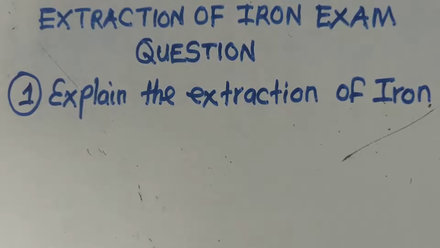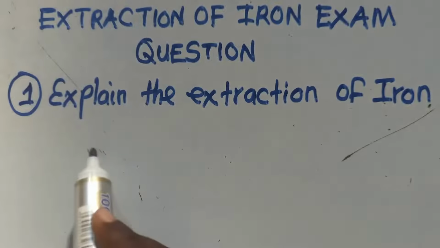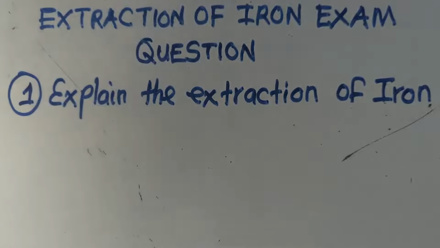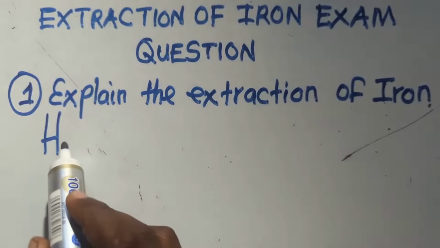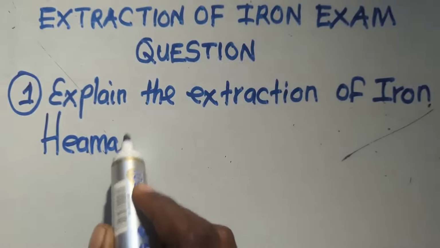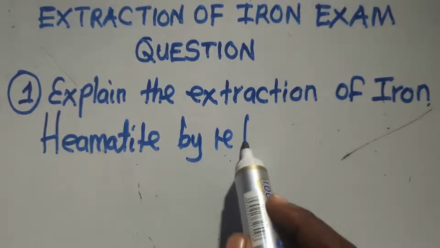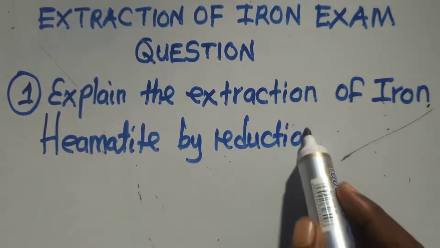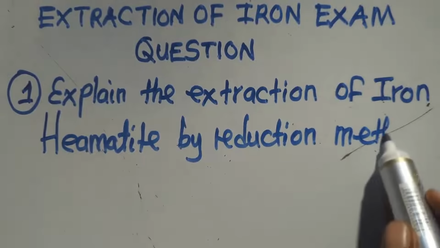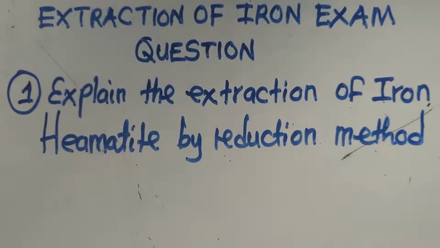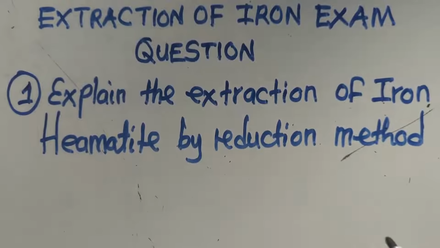So the first question that we are going to start with is telling us to explain the extraction of iron. How then do we get to explain the extraction of iron? For iron to be extracted, what you need to know is that iron is extracted from its ore called hematite. It is extracted from hematite by a process called the reduction method. This is the method that is used to extract iron.